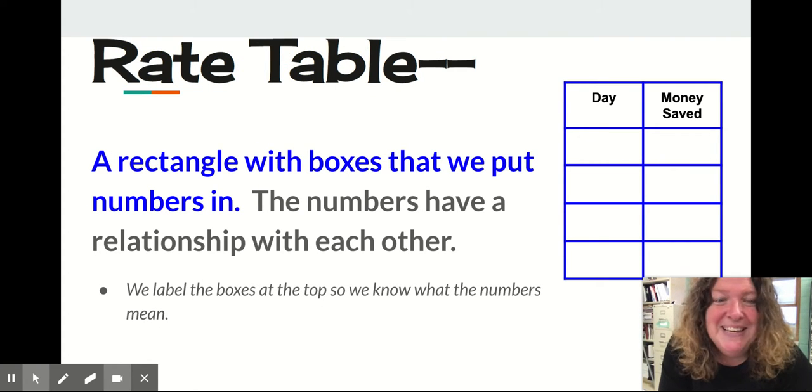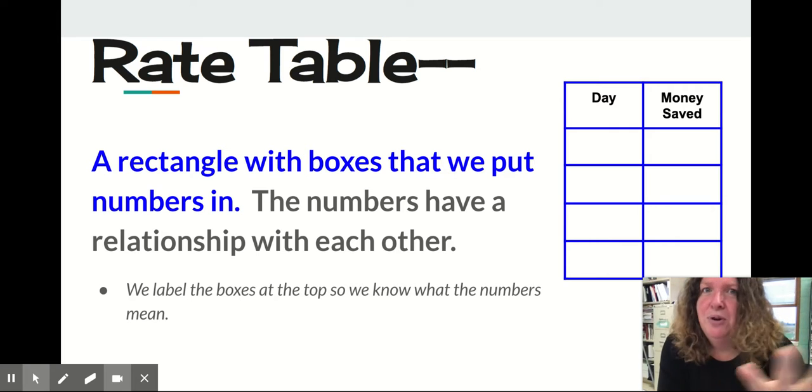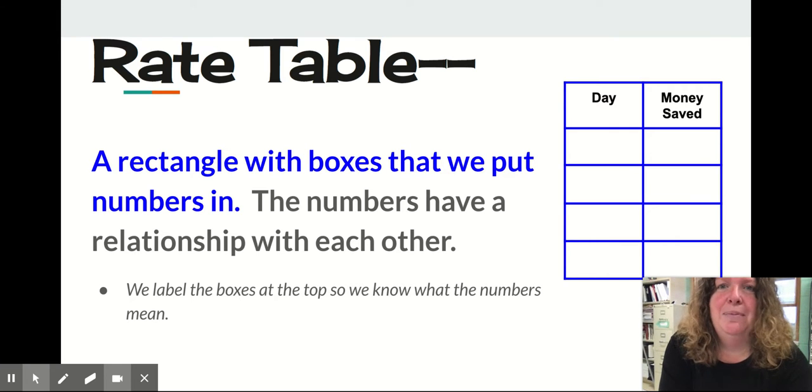So there's our rate table. As you remember from yesterday, we're going to just put our data inside that table. That's how we're going to keep ourselves organized.